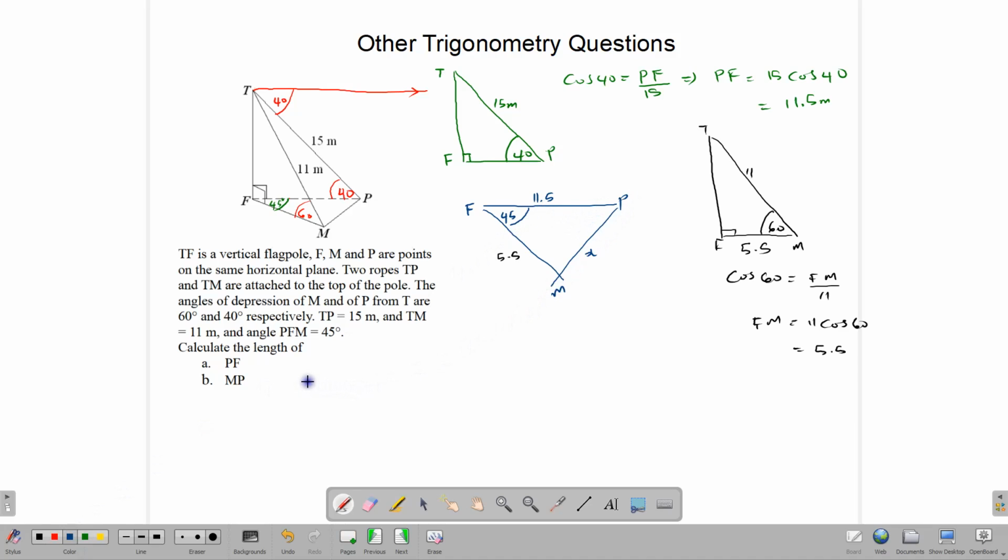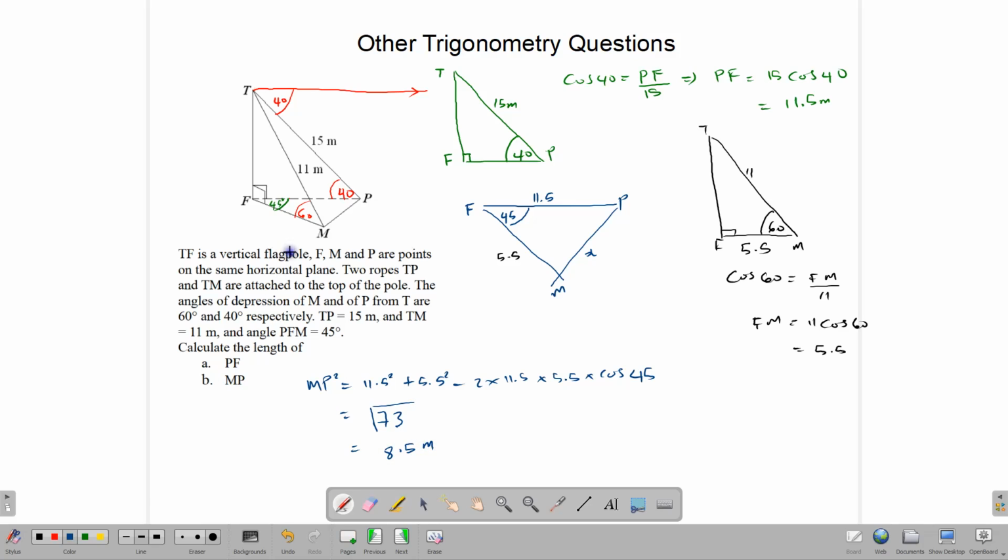So by using the cosine rule, MP square would be equal to 11.5. Notice you have the two sides there and the angle between. That is the condition for using the cosine rule. 11.5 square plus 5.5 square minus 2 times 11.5 times 5.5 times the cosine of the angle given. That's 45. When you do all that calculation, it should give you approximately 73. And once you find the square root of 73, you would end up with 8.5 meters, which would be the length of PM.